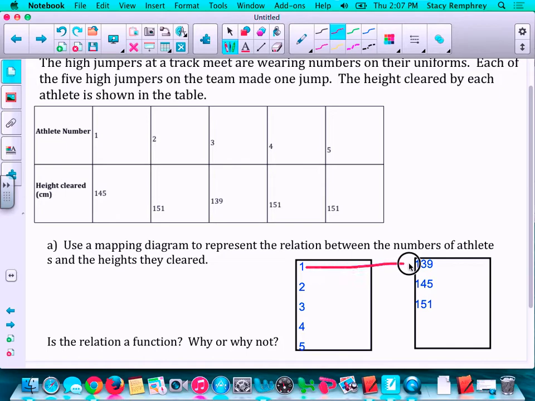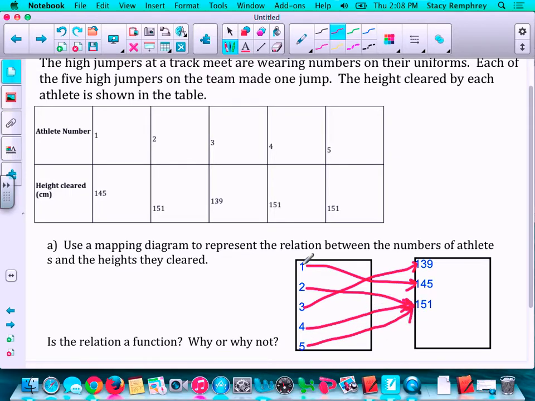If I put in athlete 1, I get 145. If I put in athlete 2, I get 151. So there's only one line coming off of the input numbers. 3 goes to 139, 4 goes to 151, and 5 goes to 151.